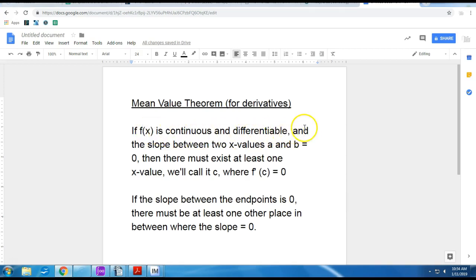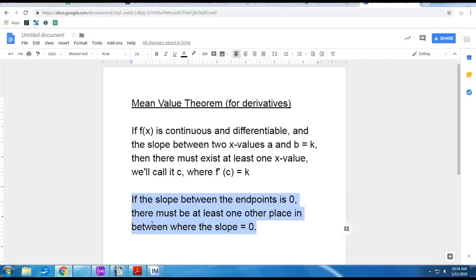So if all those things are true and the slope between two x values a and b equals anything, let's say k, it doesn't matter what I put there, then there must exist at least one x value, we'll call it c, where f prime of c equals k. The exact same rule, just a bigger picture version of it. Yesterday was like a specific subset. So I'll fix this part down here in a second also.